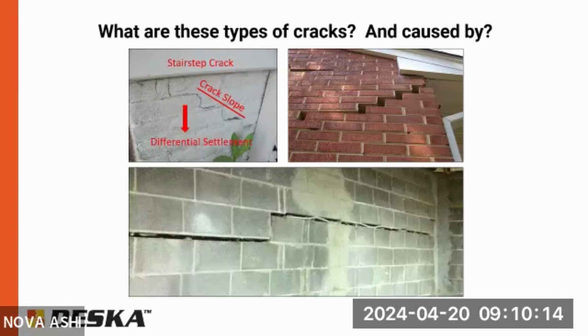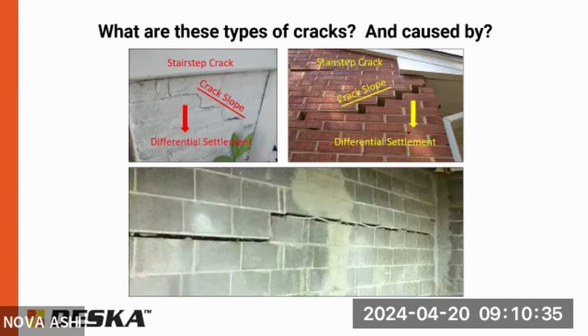And you'll see that the low side of that trend line or that crack slope is the side that is typically settling. Not always, but that's generally the case. On the other picture here, same thing, but the opposite direction. The front side would be the side that is settling.